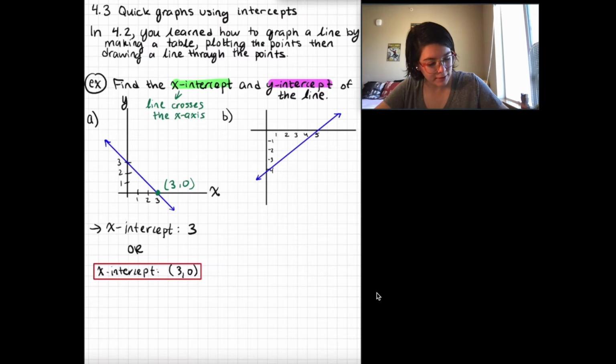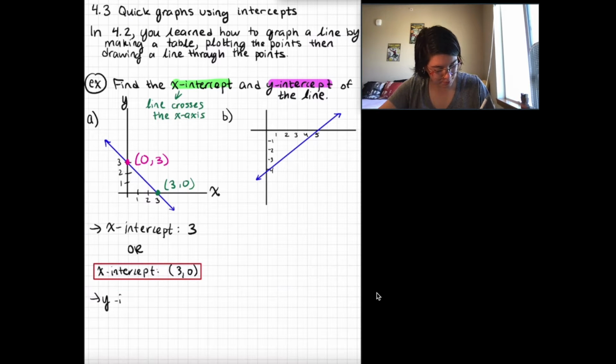Now, if we were to find the y-intercept, that is where the line crosses the y-axis, and our blue line crosses the y-axis right here. So at 3 as well. However, this point will be, well, we go over left and right 0, but we go up 3. So kind of similar, but flipped around. So our y-intercept, again, we could either write this as 3 or the point 0, 3.